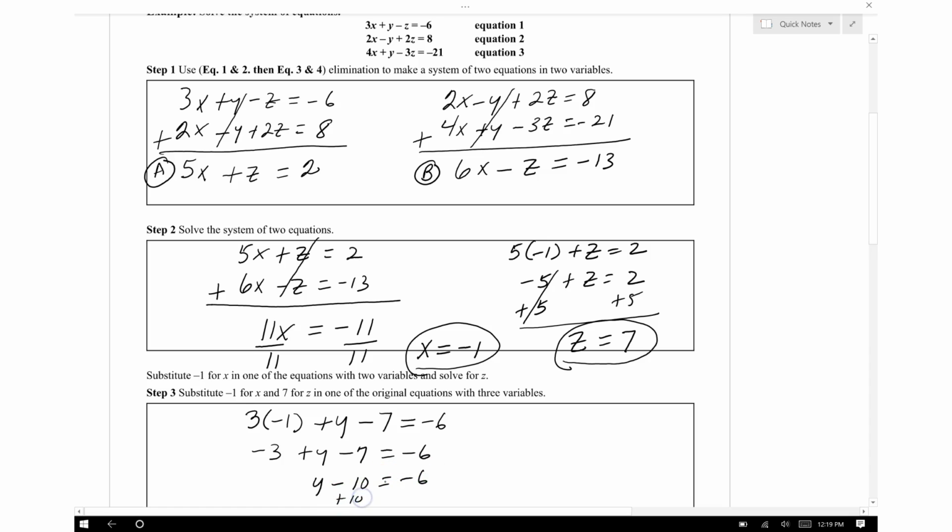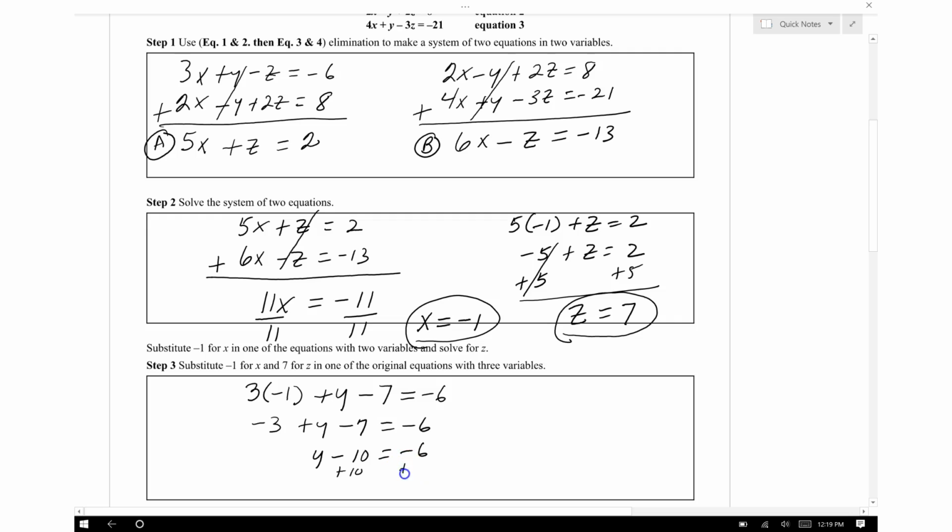So we have y minus 10 equals negative 6. So we add 10 to both sides. And we know that 10 minus 10 is gone, so it's 0. So we have y is equal to 4. So the solution is x, y, and z.